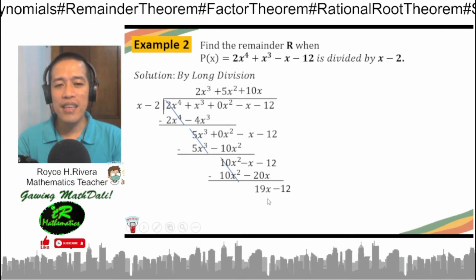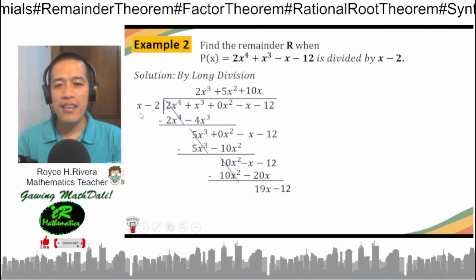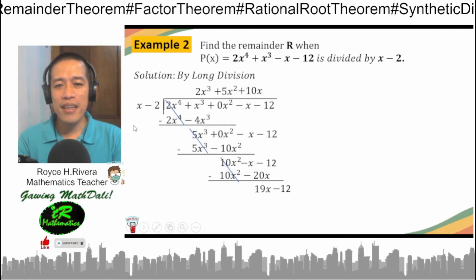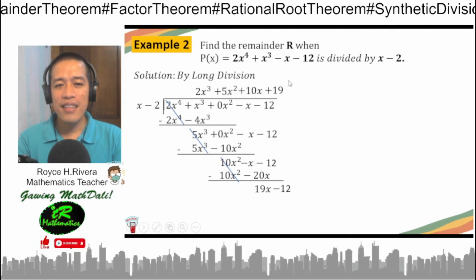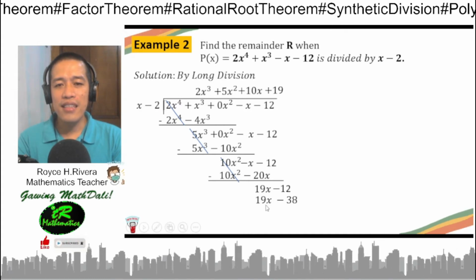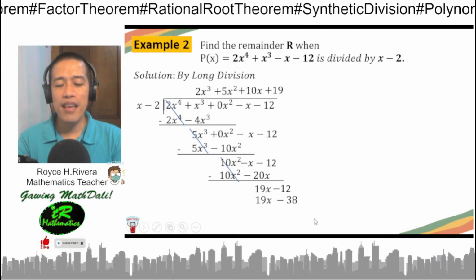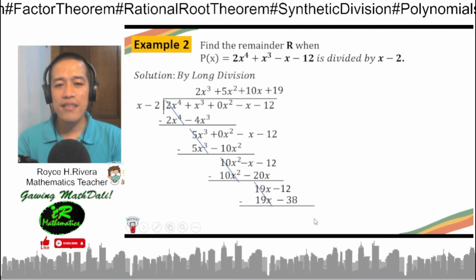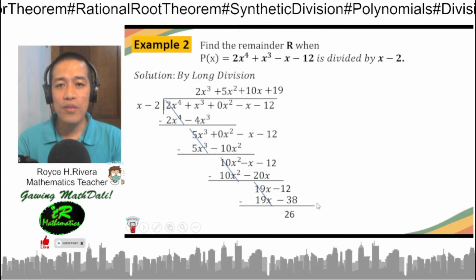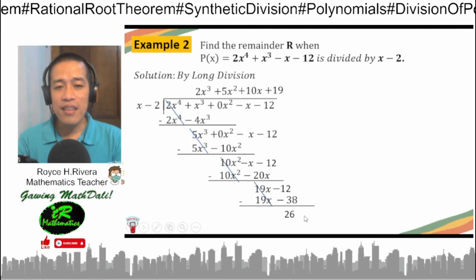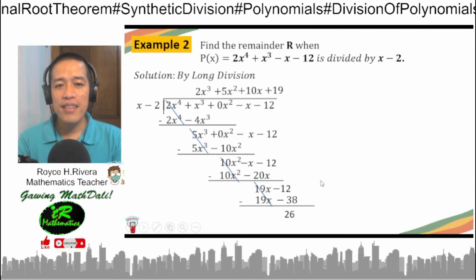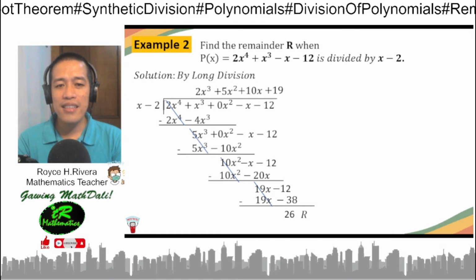We now have a new dividend and its degree is the first degree, which is equal to the degree of the divisor, so we can still continue. Divide 19x by x, we will get plus 19. Then the quotient times the divisor: 19 times x is 19x, and 19 times negative 2 is negative 38. Then get the difference. 19x will cancel out each other. Negative 12 minus negative 38 is 26. 26 is a constant term, and that is a degree less than the divisor, so we will now stop the process. So our remainder is 26.